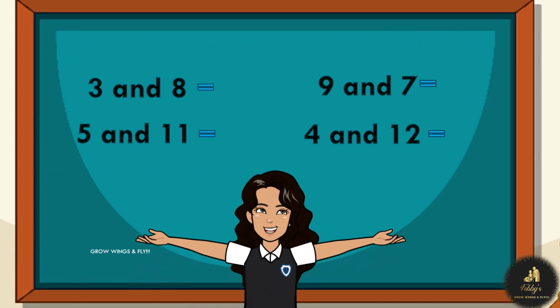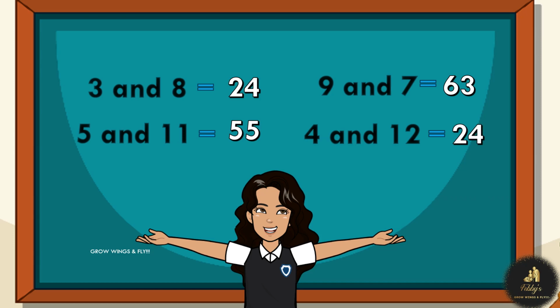Alright, that seems easy. 3 and 8, I get 24. 9 and 7, I'll get 63. 5 and 11, I've got 55. And 4 and 12, I've got 24. Am I right? Not really.